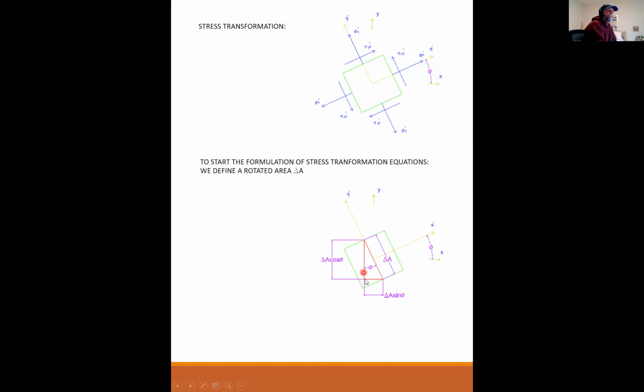So this surface is cosine theta times this surface. And this surface is sine theta times this surface. So that's where we are so far. So we can define the components of delta A as delta A sine theta and delta A cosine theta.